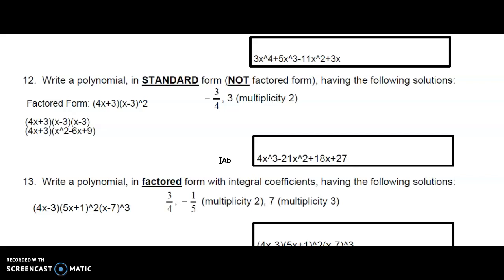So that is all for the second objective, which is writing your polynomials based on the solutions, whether that be in factored or standard form. You just need to pay attention to which form they're looking for. In factored form, just leave the factors. Don't try to multiply them all out. Standard form, you do have to go through and multiply them out.